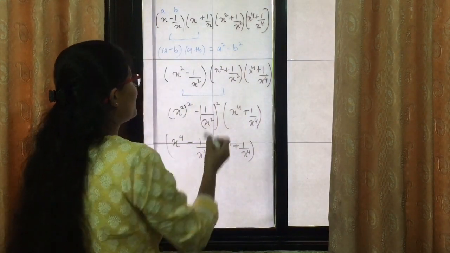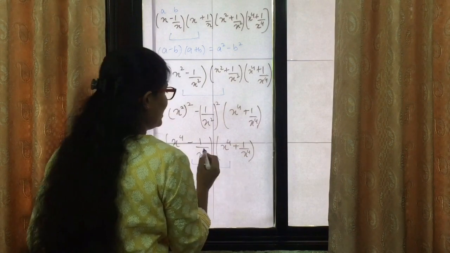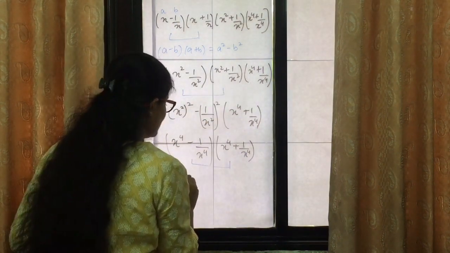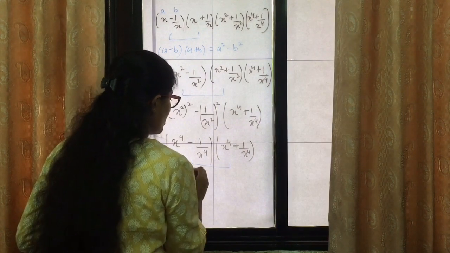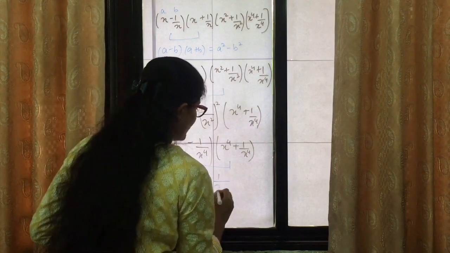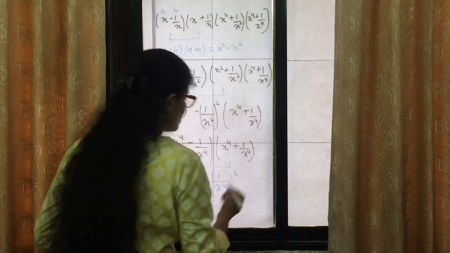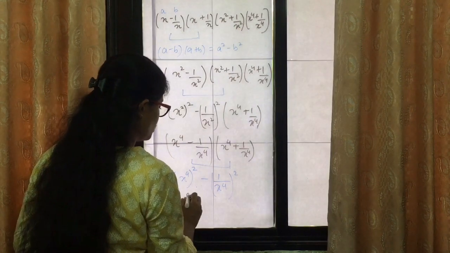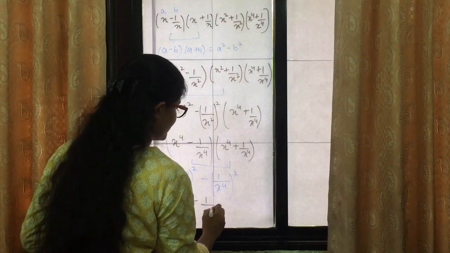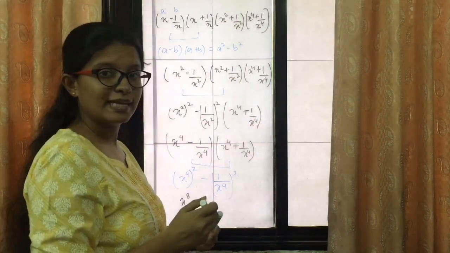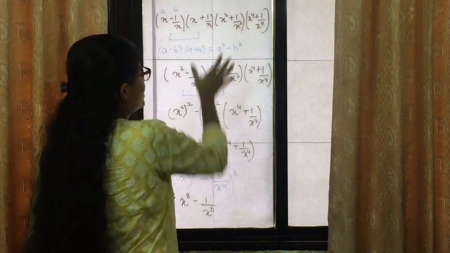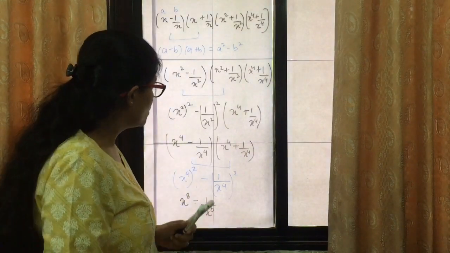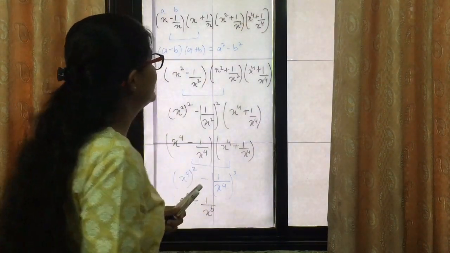Now again you can apply the same formula. This is a minus b into a plus b, which will give you a squared minus b squared. So that will be (x raised to 4) whole squared minus (1 upon x raised to 4) whole squared. x raised to 4 squared will give you x raised to 8, minus 1 upon x raised to 8. So the answer for this question comes out to be x raised to 8 minus 1 upon x raised to 8. I hope it must be clear.